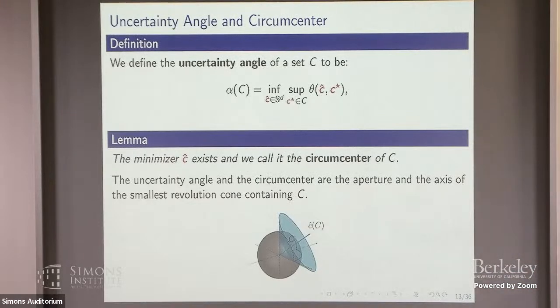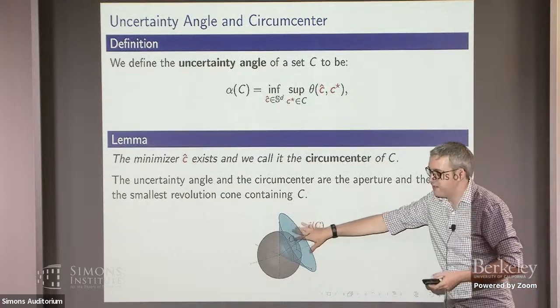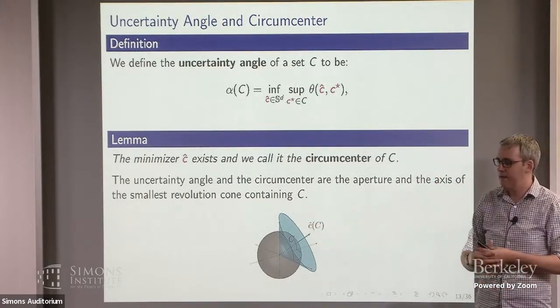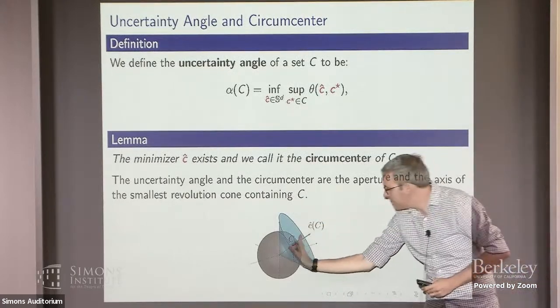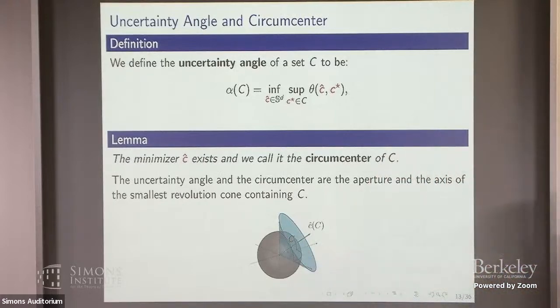So the offline problem reduces to this geometry problem of angles, right? Is there a small angle? Is there some vector that has a small angle to everything in there?